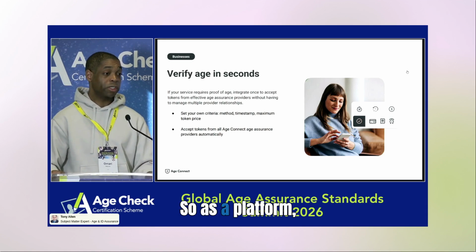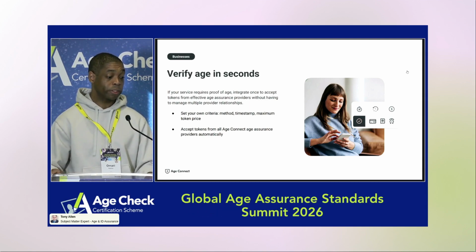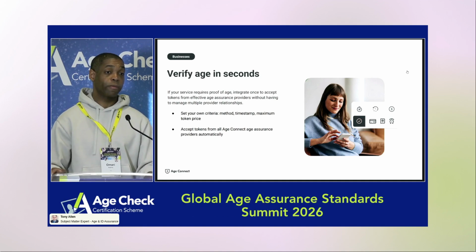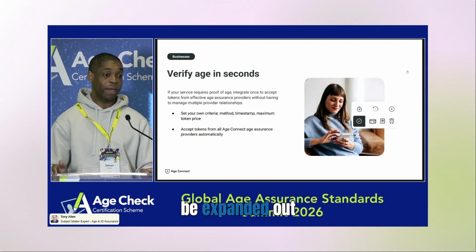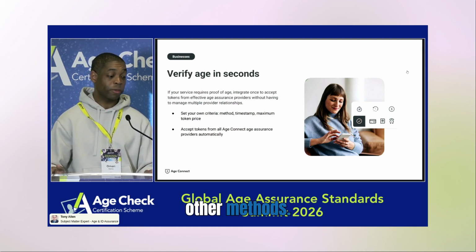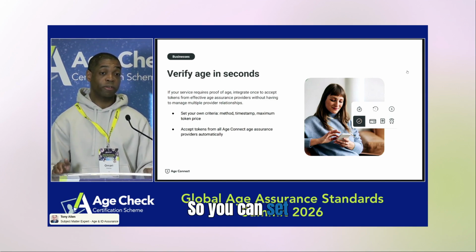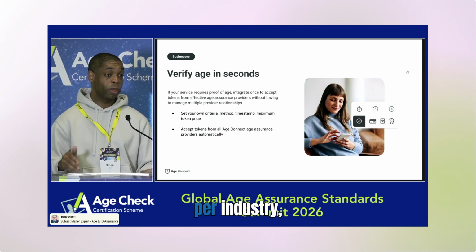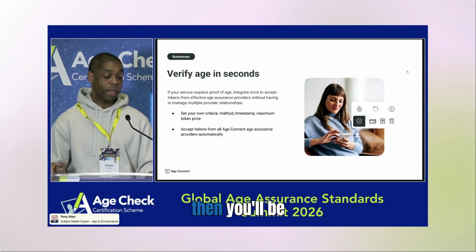So as a platform, or potentially a service provider who's trying to reuse tokens, you set your own criteria. You decide if, in a particular scenario, you're happy to accept the token with an age estimation or with a document verification, or perhaps it can be expanded out to include email inference or other methods. You decide how much you're willing to pay for that token. So you can set that price per token, per user, per industry, per country, per time. It's completely up to you to decide how much you want to pay. You can make that flexible, and then you'll be given a token if it's available.